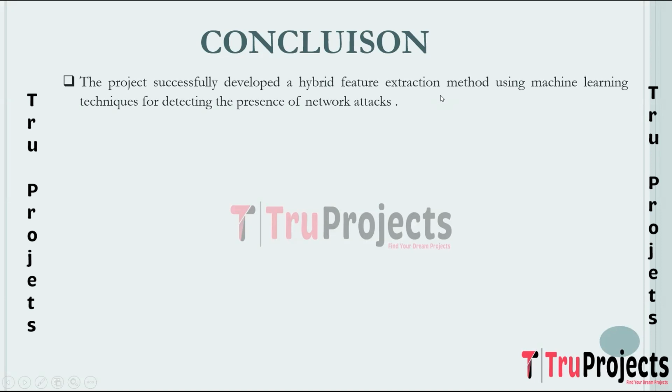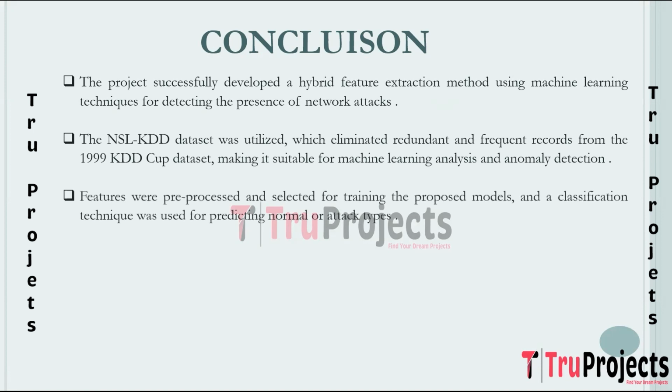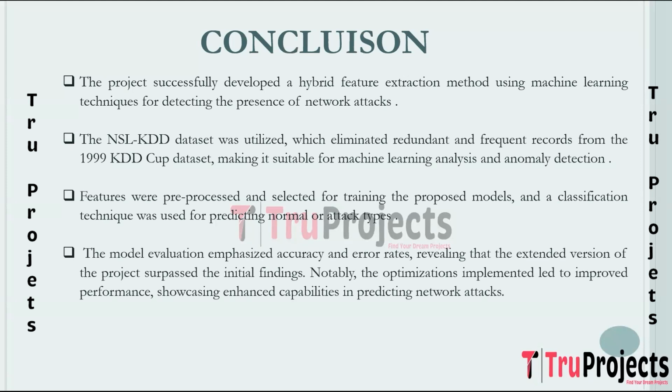Conclusion of the project. The project successfully implemented a hybrid feature extraction method leveraging machine learning techniques to effectively detect network attacks. Utilizing the NSL-KDD dataset, which streamlines data by eliminating redundancy from the 1999 KDD Cup dataset, the project created a sustainable foundation for machine learning analysis and anomaly detection. Through meticulous pre-processing and feature selection, the project trained models using a binary classification technique enabling accurate predictions of normal and attack types.